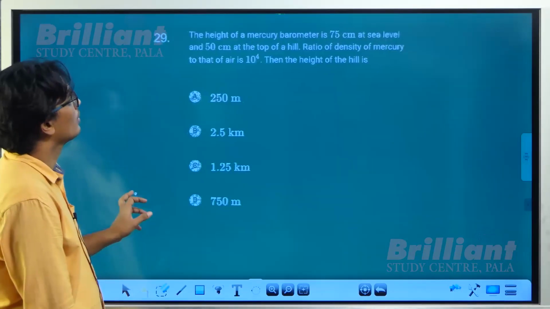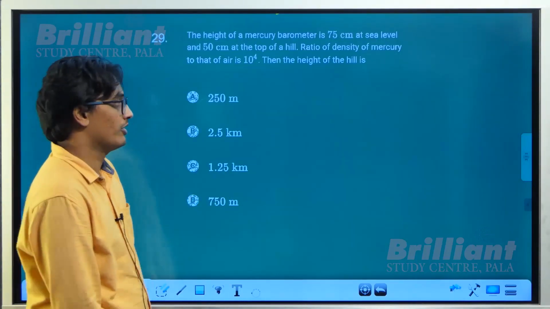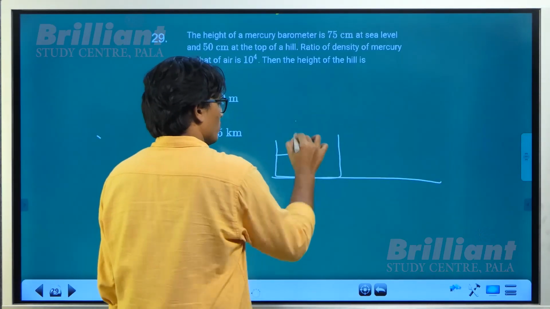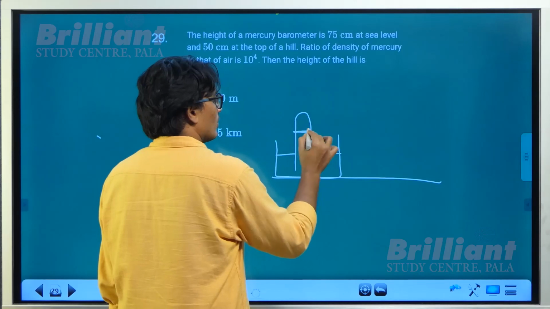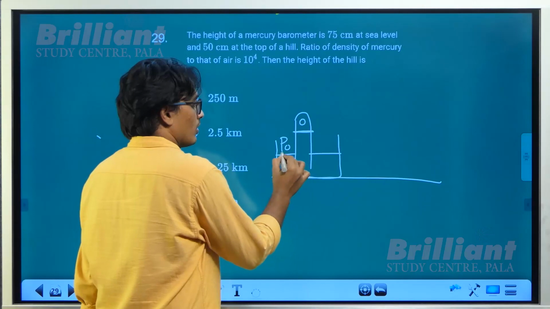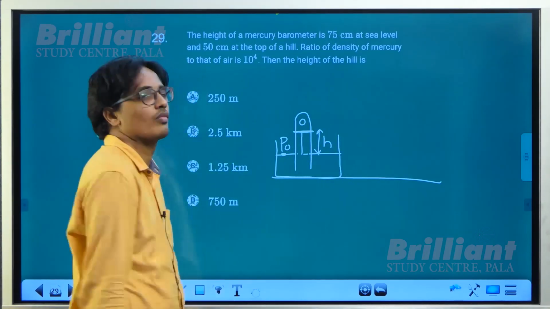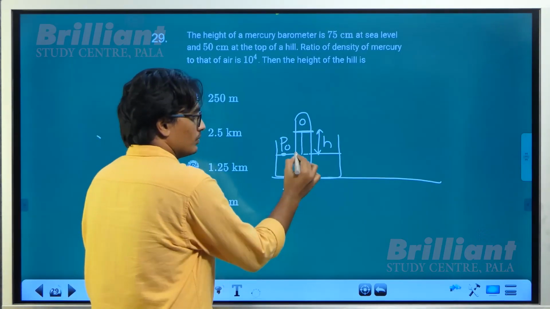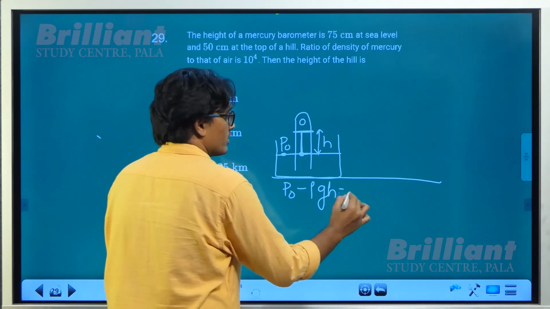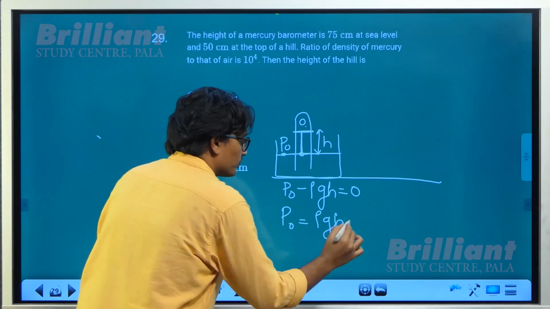Okay. The height of a mercury barometer is 75 centimeters at sea level. So at sea level, this is the tube. Here the pressure is 0. Okay. So here it is P naught. So when you go height H, you have P naught minus rho G H is equal to the pressure at this point, which is 0, or you have P naught is equal to rho G H.